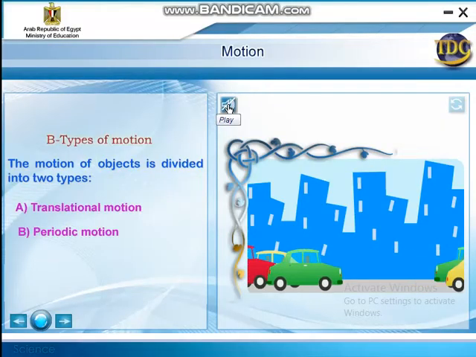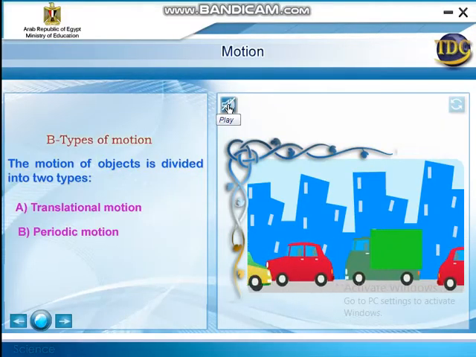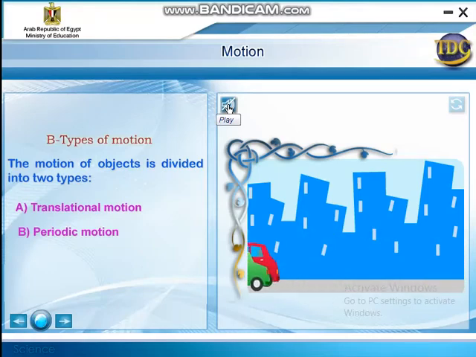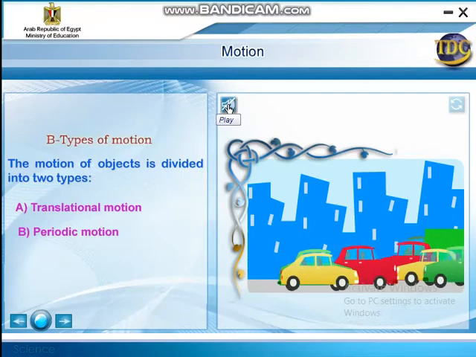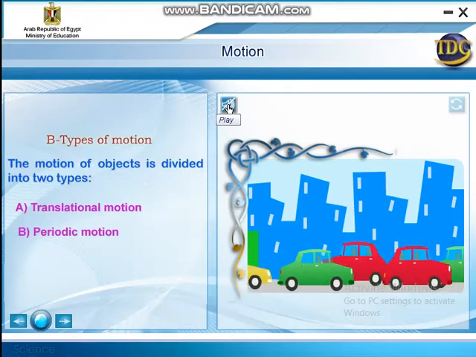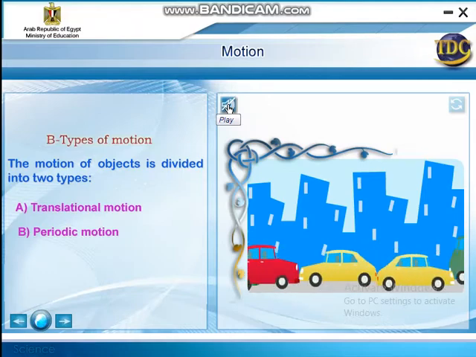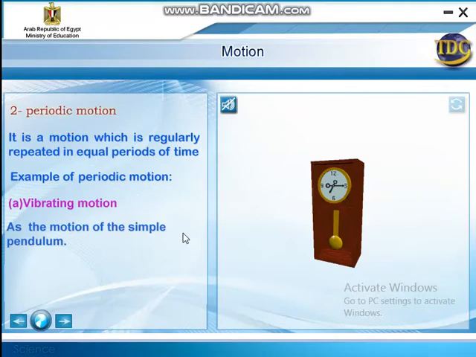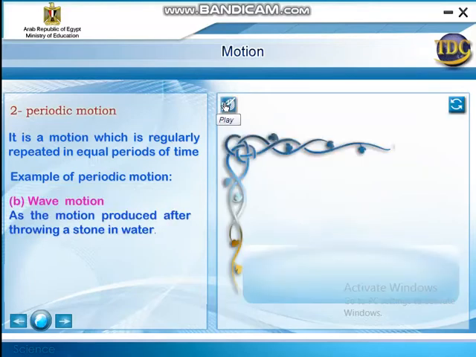Hello. In our previous session, we talked about the types of motion. There are two types of motion: transitional motion and periodic motion. Periodic motion, such as vibrating motion and wave motion.